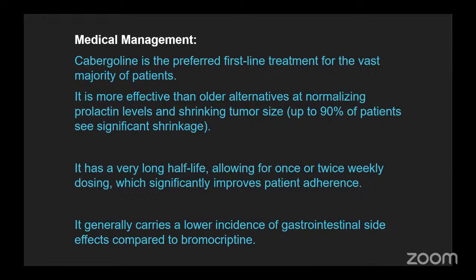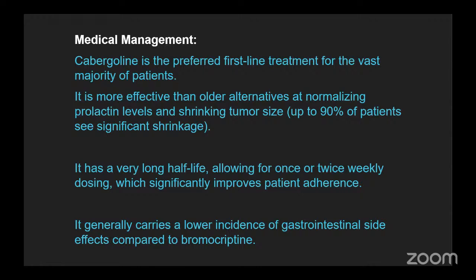Cabergoline is the newer and the preferred first line option now, unless cost is a major issue, because cabergoline cost can go anywhere between 4,000 to 7,000 US dollars for a year. So it's really expensive, even for patients in developed countries. But it is still the first line treatment. Why? Because the side effects are much lower compared to the bromocriptine, and the tolerability for the patient is higher.